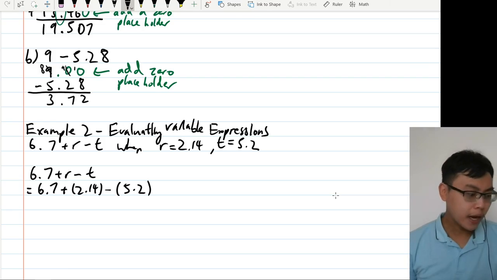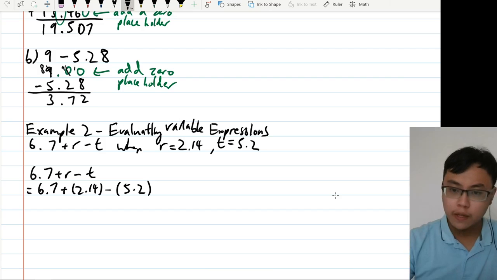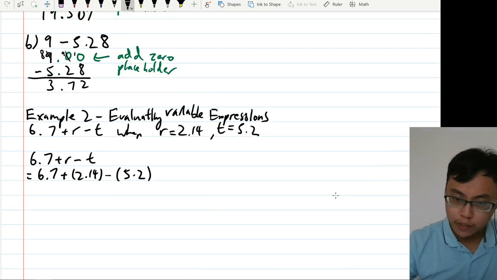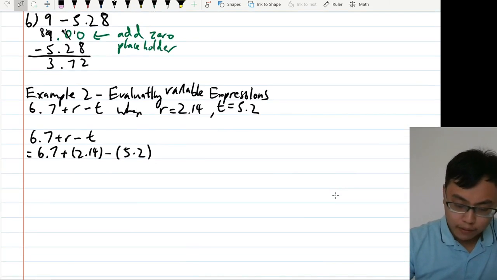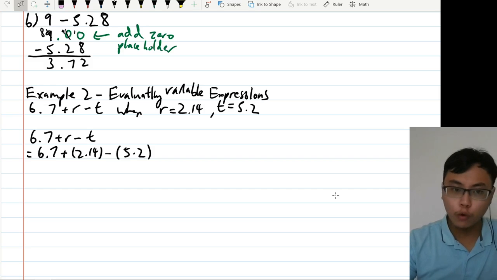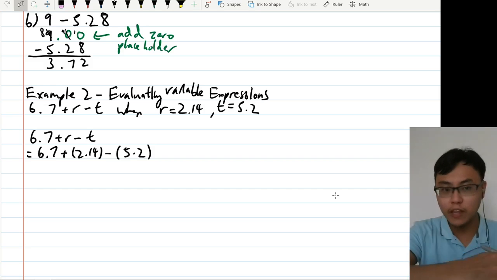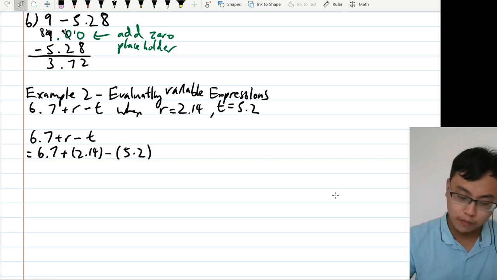Okay, so again, I'm using brackets. I'm showing you that I'm substituting in values. And now that I do this, we're going to add some values first. Remember our order of operations. We need to do from left to right if it's just add and subtract.